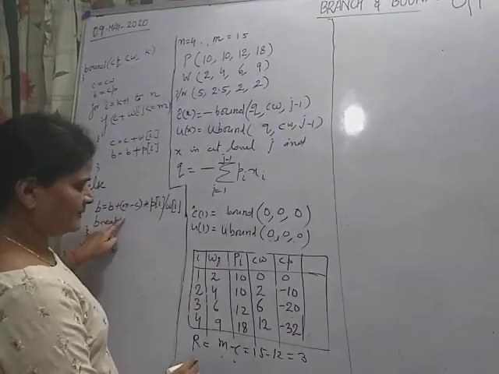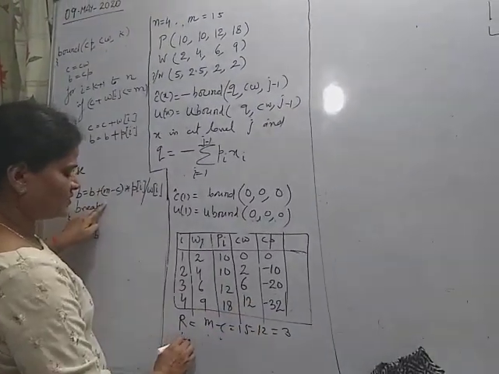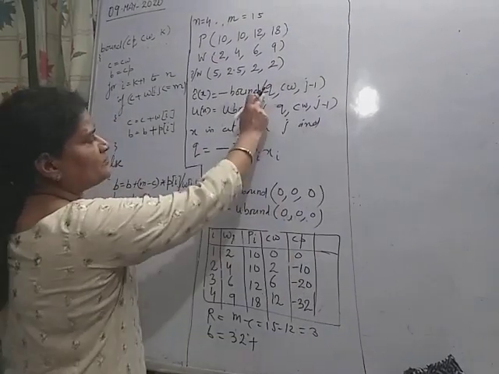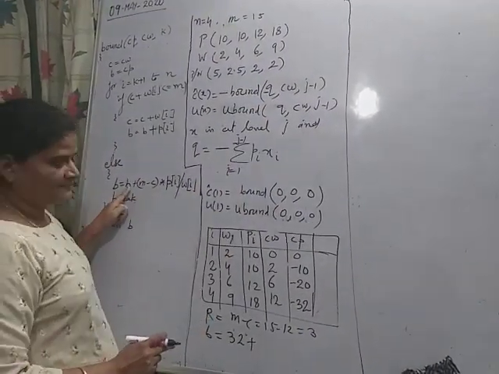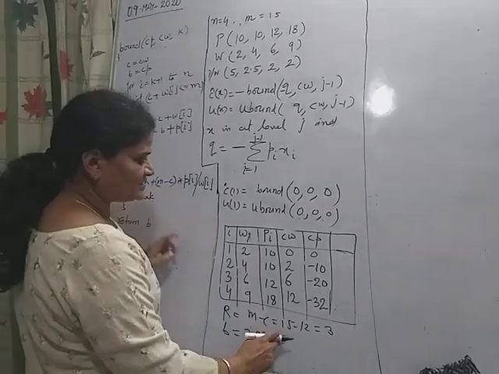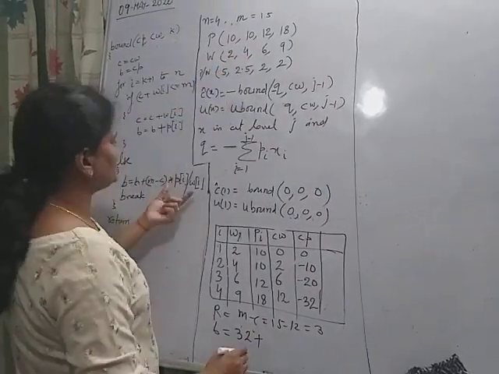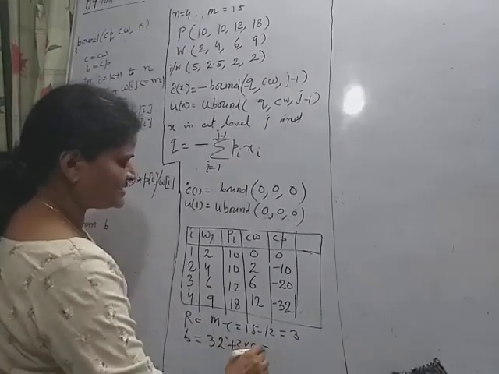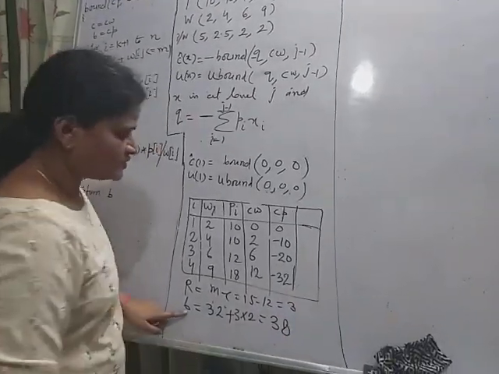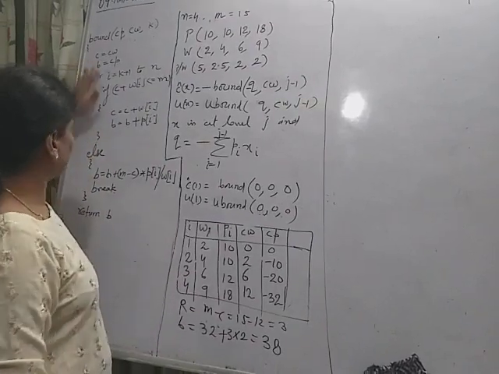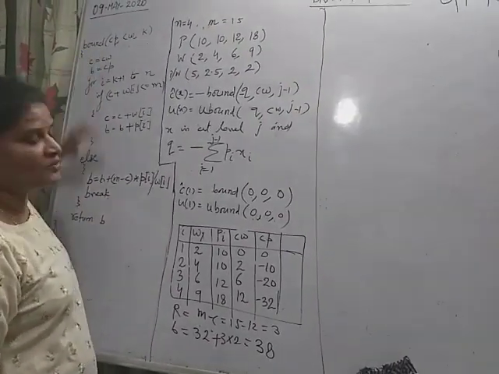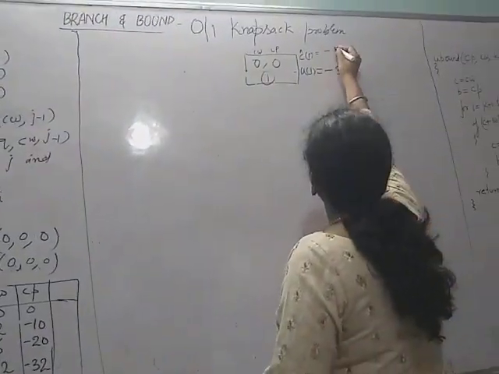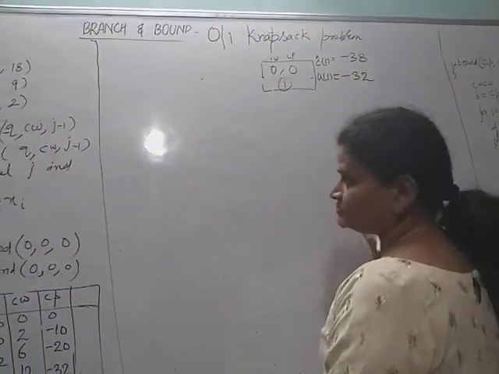So here the third part of this object is to be considered. So B is 32 plus, here I am taking the cost as minus, so simply this is a plus sign. 32 plus the third part of Pi upon Wi, that is 3 into 2, 6, so that is 38. So the cost returned by the bound function is 38. So C is minus 38.